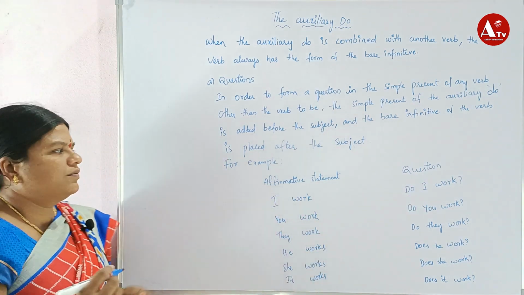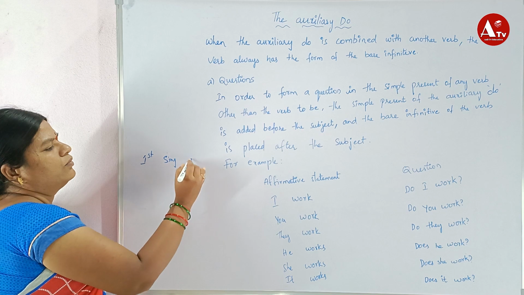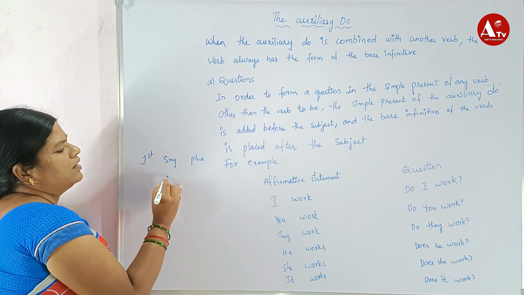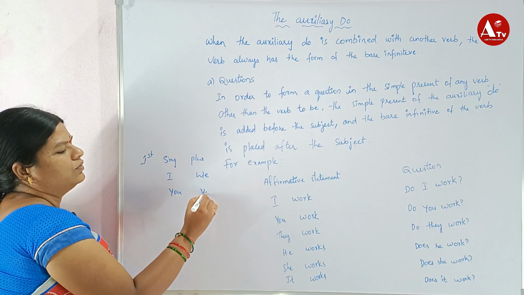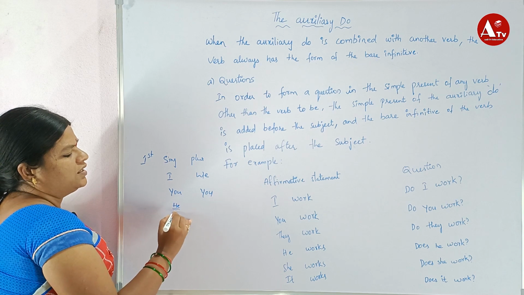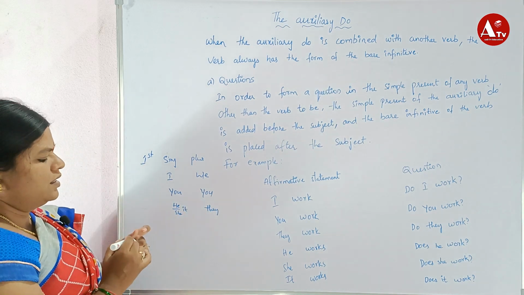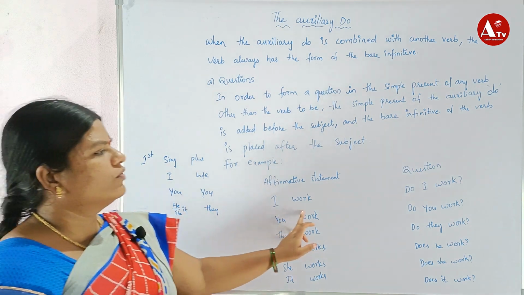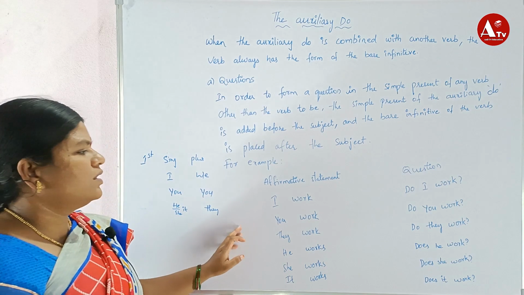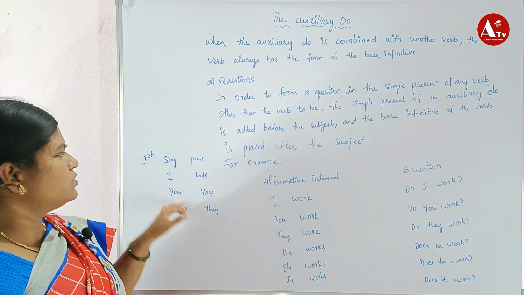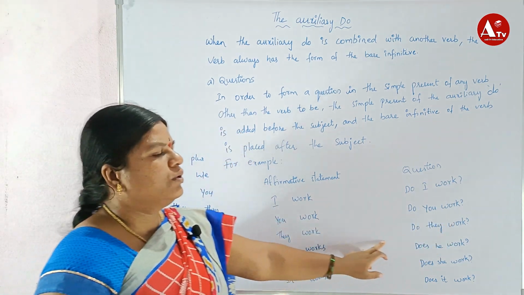First we will look at the first person singular and plural: I, we, you, he, she, it, they. Here, first person singular: I work. When changed to a question, it is do I work. You work; here you is used for the singular person. So, do you work. They work, do they work.